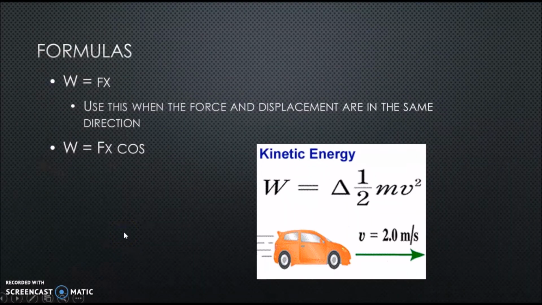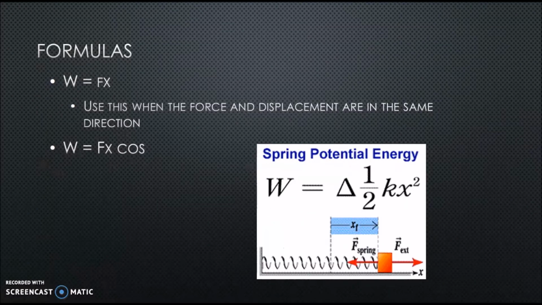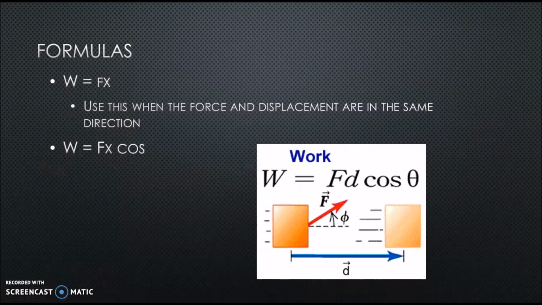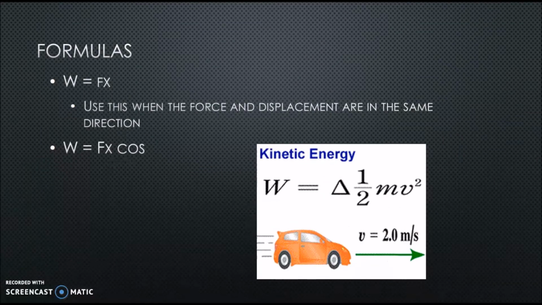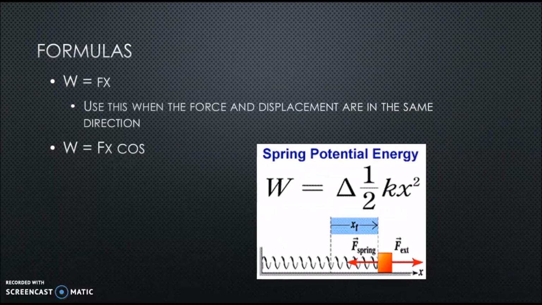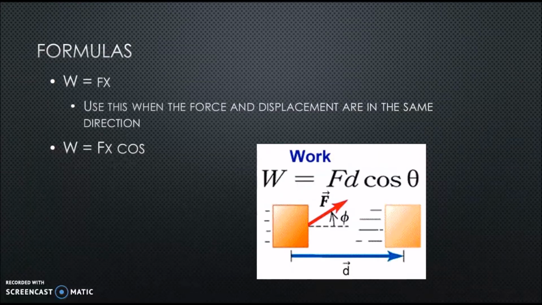Here are some of the formulas that are associated with work. We have work equals force times distance. This is going to be used when the force and displacement are in the same direction. We also have work equals F x cosine theta, which is going to be used for the horizontal component of the force. You're going to see some more formulas as the module goes on, and some of those formulas can be found in the graphic.